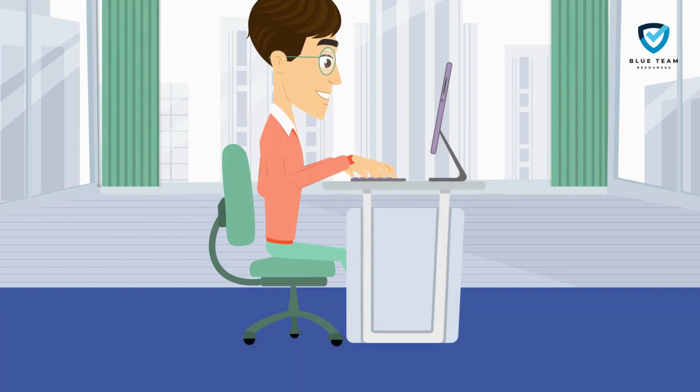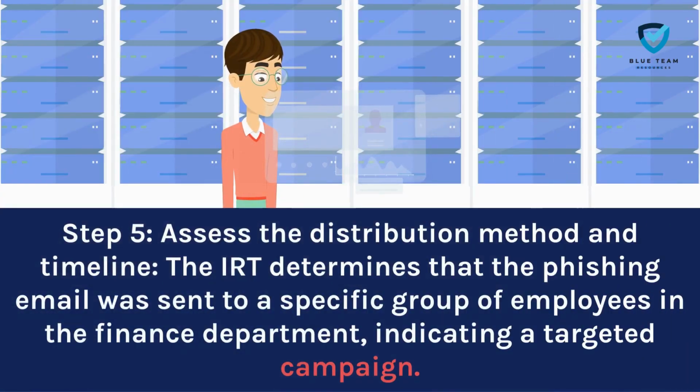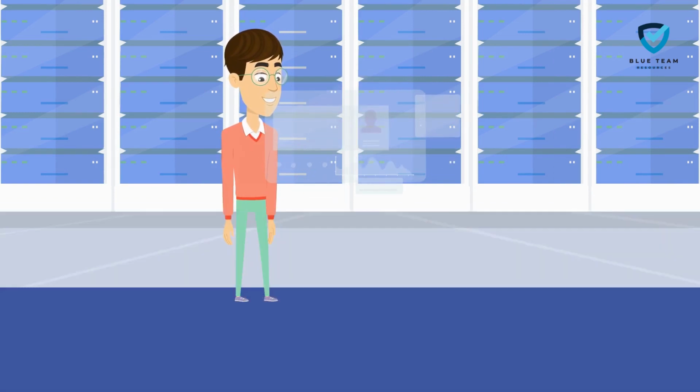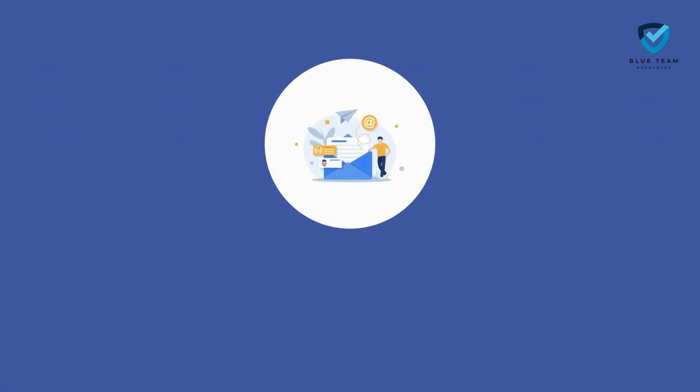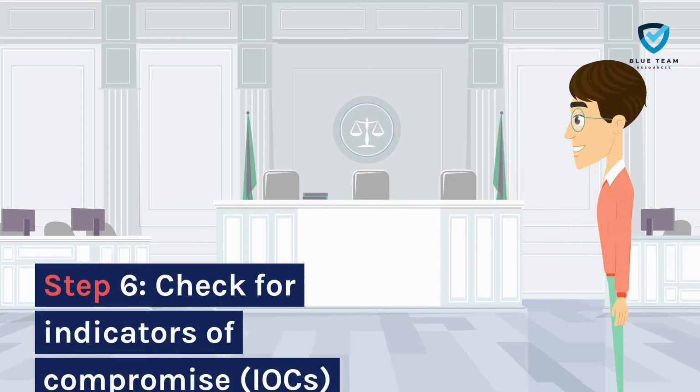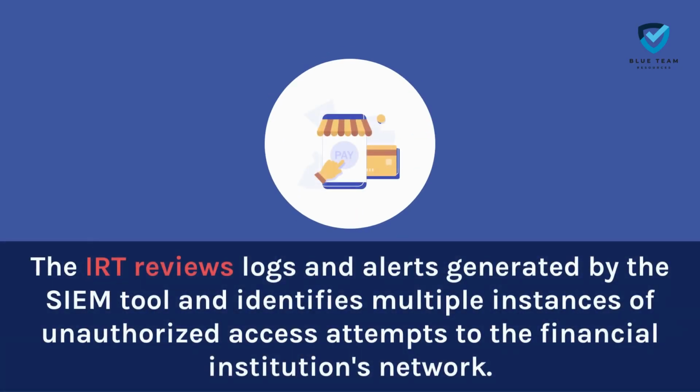Step 5. Assess the distribution method and timeline. The IRT determines that the phishing email was sent to a specific group of employees in the finance department, indicating a targeted campaign. The timeline shows that the emails were sent during regular business hours, aiming to blend in with legitimate communication. Step 6. Check for indicators of compromise. The IRT reviews logs and alerts generated by the SIEM tool and identifies multiple instances of unauthorized access attempts to the financial institution's network using credentials stolen through the phishing campaign.